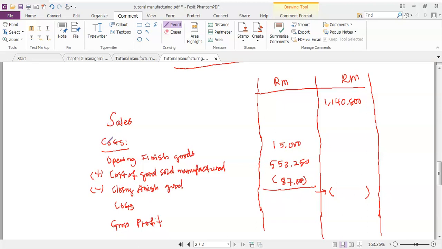But then, how to calculate for cost of goods sold in the manufacturing company? Opening finished good plus with the cost of goods sold manufactured yang before this kita dah calculate kat manufacturing account. Tolak dengan closing finished good. So that we will get the cost of goods sold. So how much is your cost of goods sold?